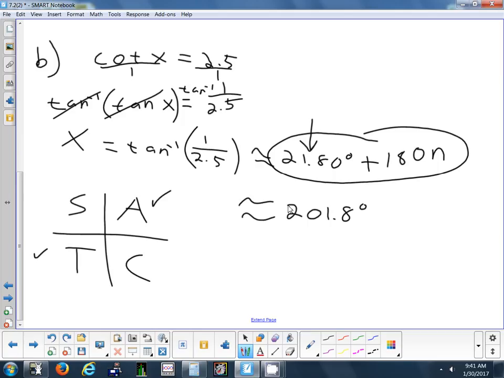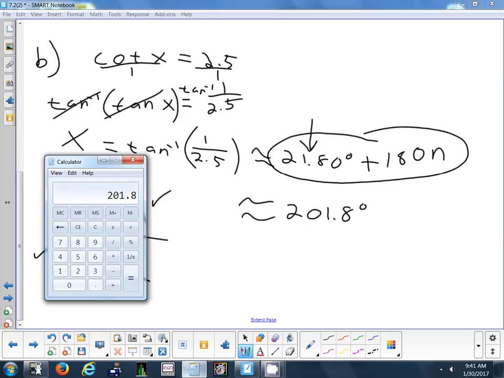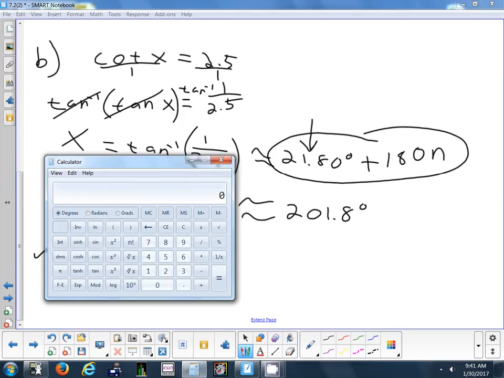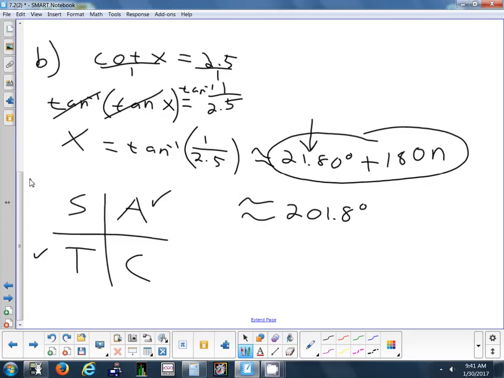If you're ever not sure if you did it right, just take the tangent of that number, 201.8, and see if you get back what you started with. 0.39, that's basically 0.4. 1 divided by 2.5 is what I started with. So it worked. I just checked it. Then I could check 21.8. I didn't check it, but I also get 0.4. So I just showed you that both of these are correct because they give me back what I started with if I take the tangent.